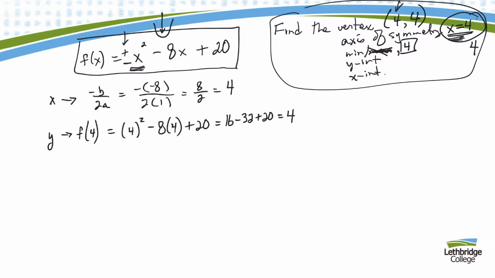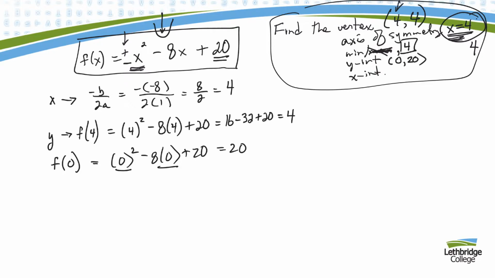The y-intercept I can always get from the last number there, and that's because to find the y-intercept, you find the value of the function when you put a 0 in for x. So 0 squared minus 8 times 0 plus 20, this would be 0, this would be 0, so 0 plus 20 just comes out to 20. So the y-intercept is 20. To type that in, you say what the x value is, would be 0, and the y value is 20.